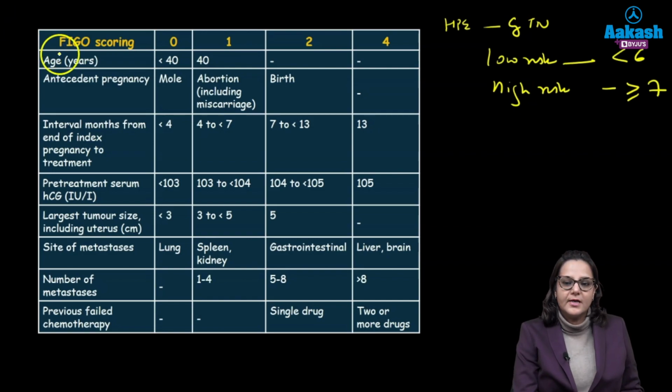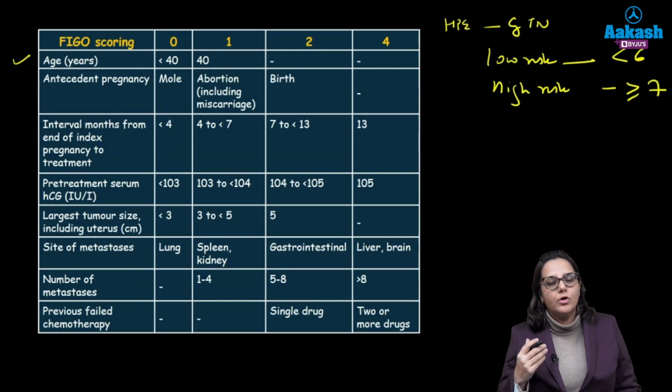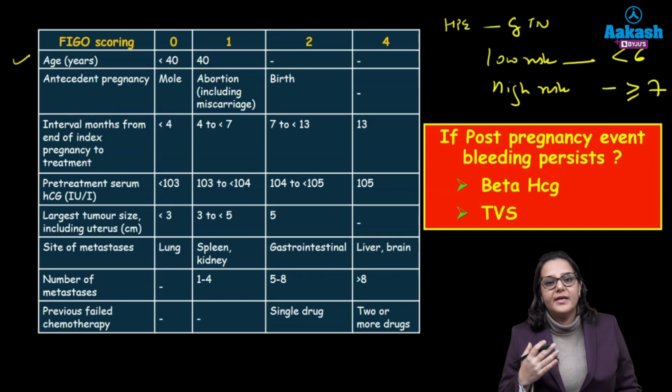Alright, so starting with this, if the age of the mother is less than 40 years, then she's at low risk, we give a 0 score. But if the age of the mother is more than 40 years, then she's at a higher risk. Okay. Now, what do we mean by antecedent pregnancy? It means that the gestational trophoblastic neoplasia has been detected after a molar pregnancy or after any normal abortion or after a live birth. Okay.